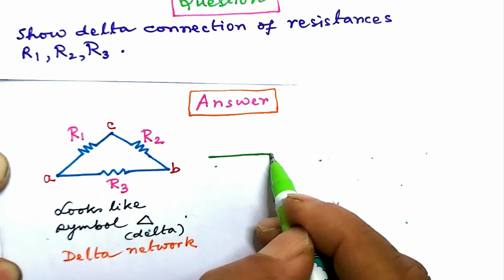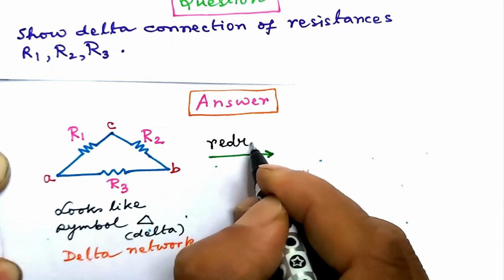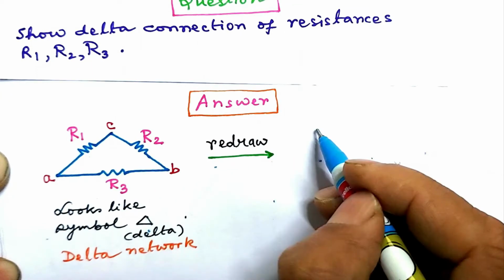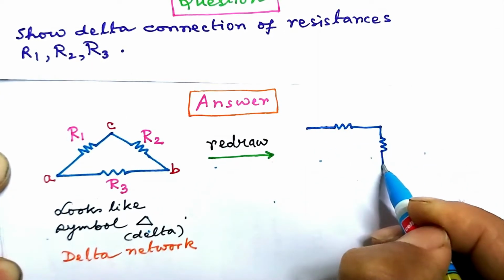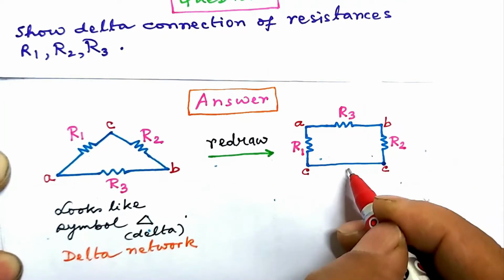We redraw the network, keeping the essential connections intact. Let us just reshape the network, put it or draw it in this form. Write the resistances. Did we write the resistances correctly? Check. Between A and B we have R3. Between A and C we have R1. And between B and C we have R2.